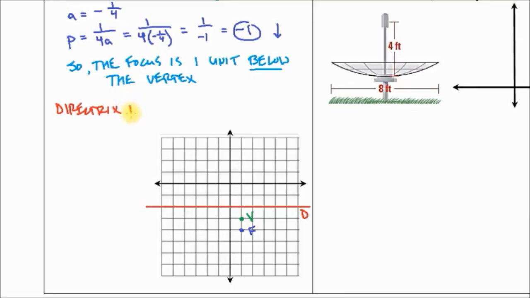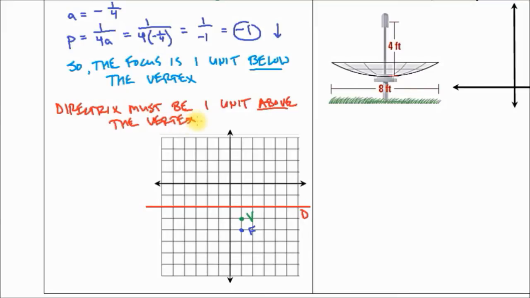Directrix must be 1 unit above. So whatever direction we go to get the focus, we go the opposite direction to get the directrix, above the vertex.